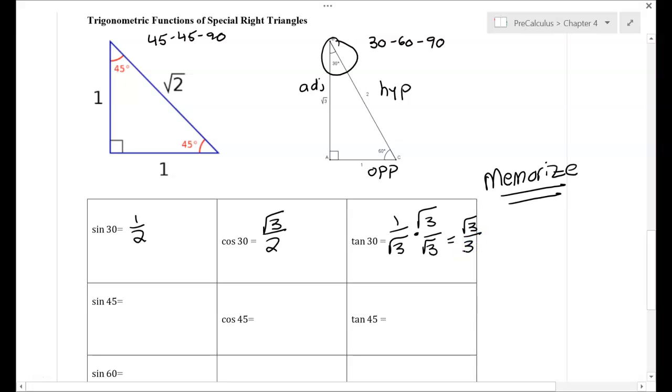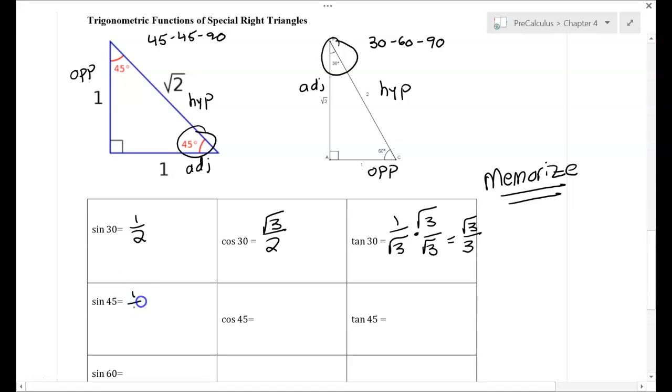Sine of 45, now I'm going to my 45, 45, 90 triangle. And notice both angles are 45 and both legs are 1. So it doesn't really matter which 45 angle you choose. I'm just going to choose this one. So this one is opposite, down here I have adjacent, and here's my hypotenuse.